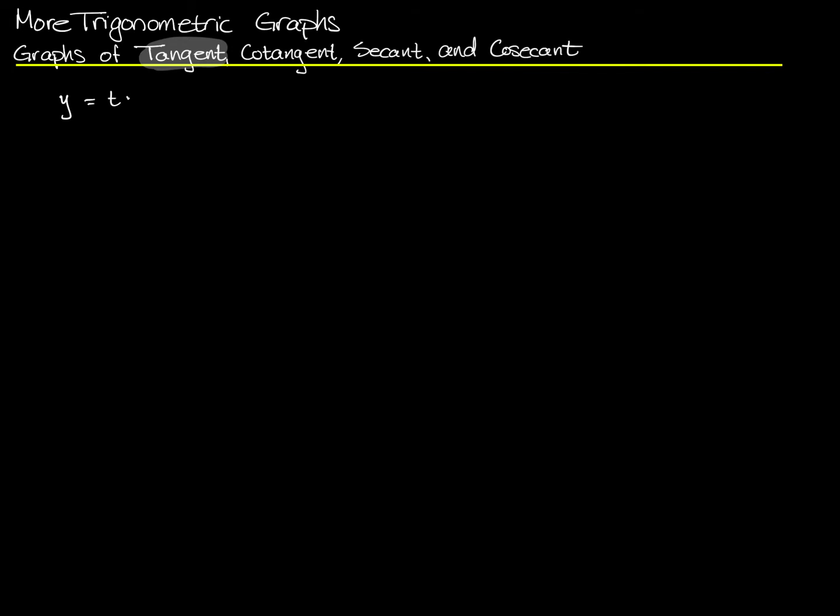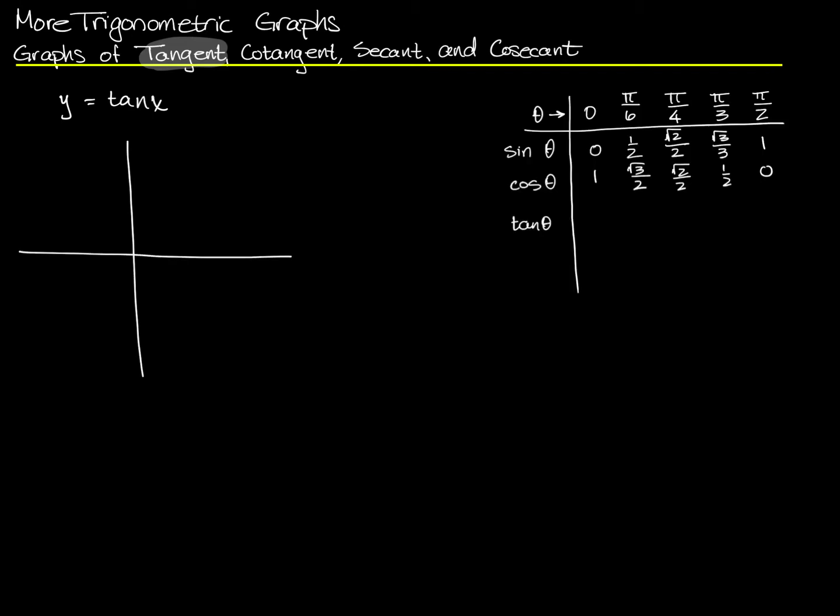The graph of y equals the tangent of x will look something like this. We'll graph this by taking some values from a table. But the first thing to remember is that tangent can be defined as sine divided by cosine. So the tangent of 0 is 0 divided by 1. That's just 0.